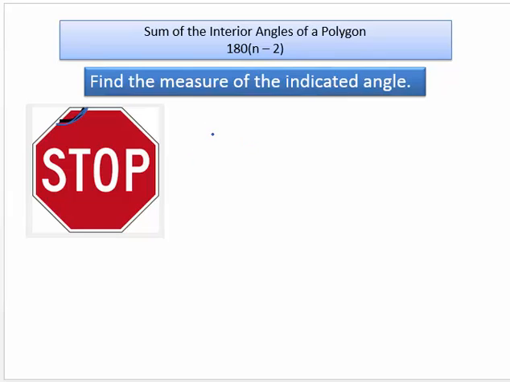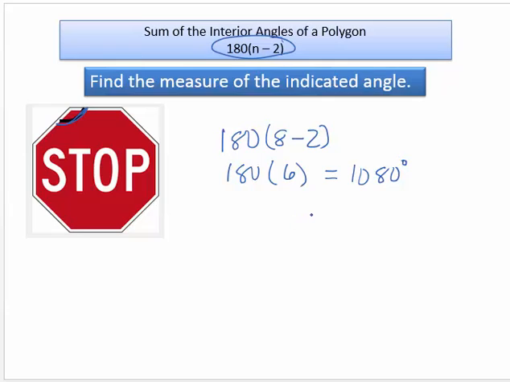Well, this is a stop sign, which is a regular octagon. So let's first take 180 times 8 minus 2, which is 180 times 6, and I believe that gives us 1080. So there's 1080 degrees when you add up all 8 of these angles, but the question says to find the measure of one of those angles. So we're going to divide that by 8 to find out the measure of one of those angles. That would give us, let's see, 8 into 1080 is 135 degrees. Every one of these interior angles measures 135 degrees, and visually that looks right, so I have confidence in that answer.